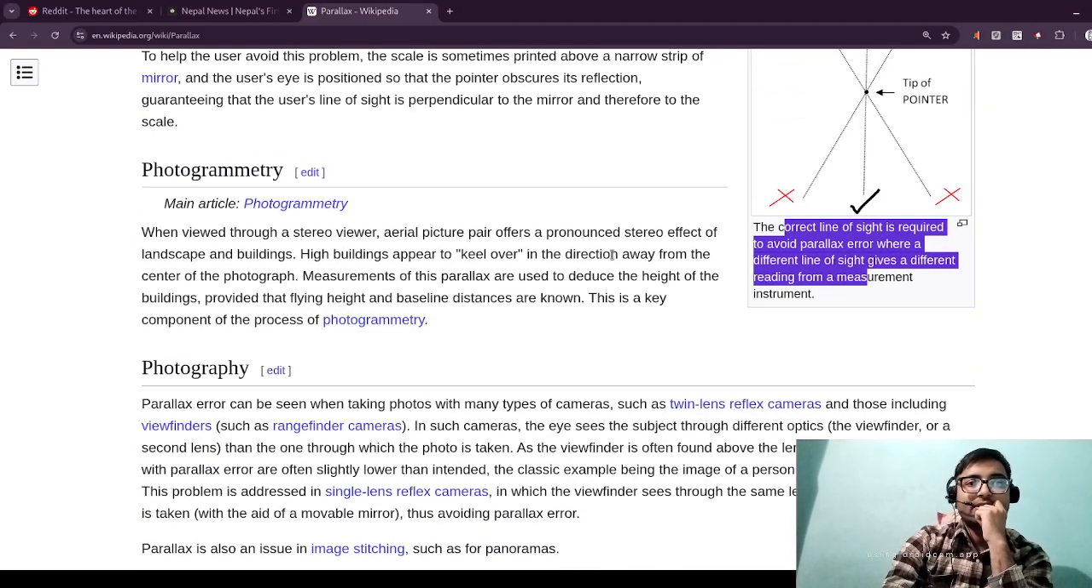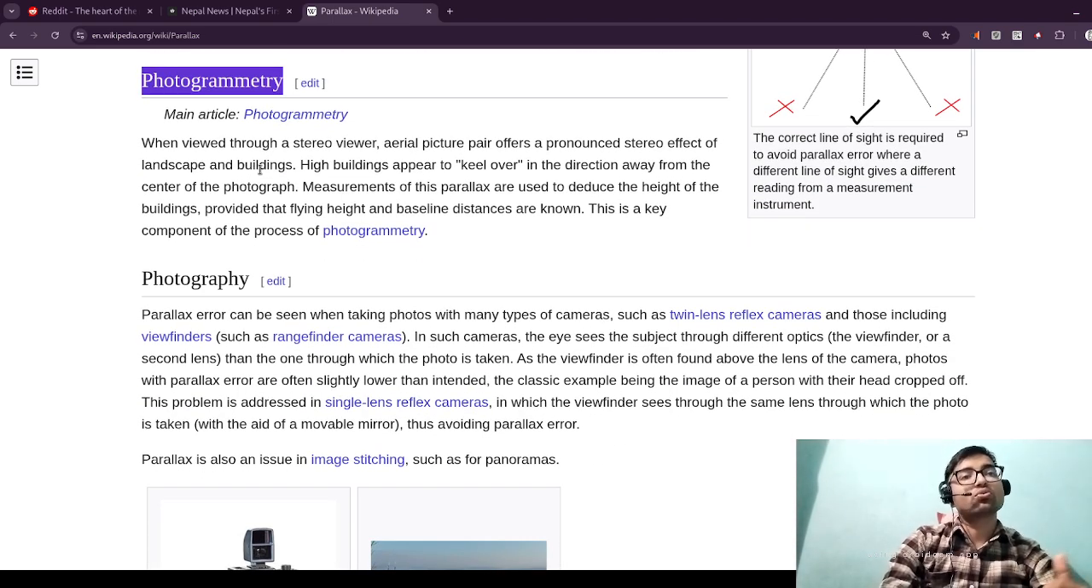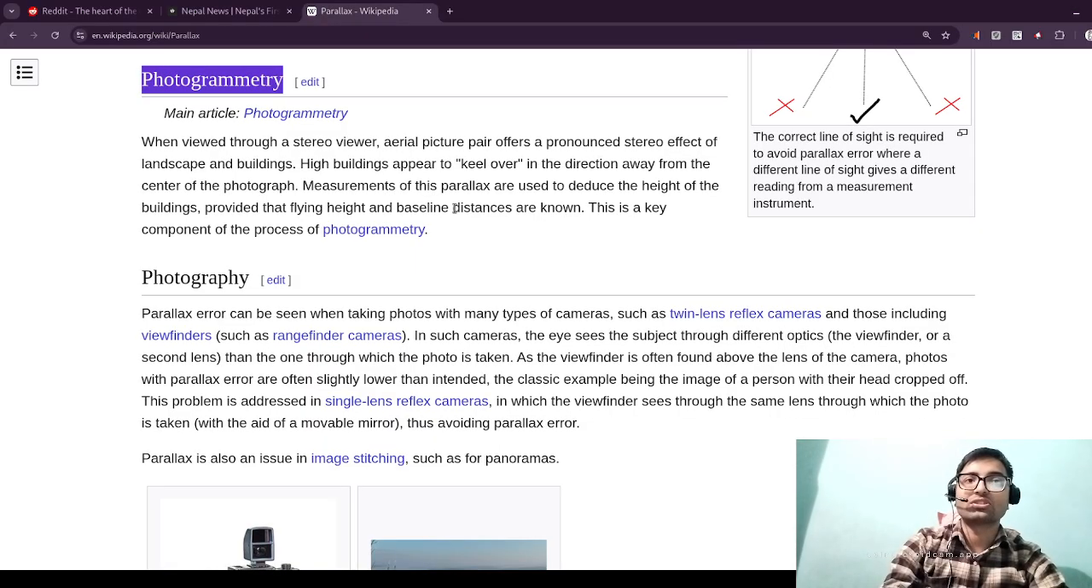Photogrammetry, I think I pronounced it right. When viewed through a stereo viewer, the aerial picture offers a pronounced stereo effect of the landscape and buildings. High buildings appear to lean over in the direction away from the center of the photograph. Measurement of this parallax is used to deduce the height of the building, provided that the flying height and baseline distance are well known. This is a key component of the process of photogrammetry.